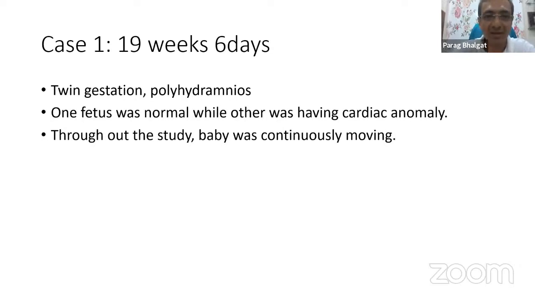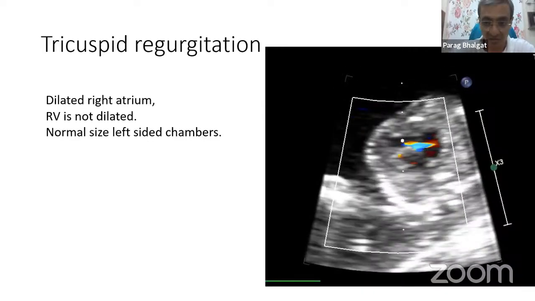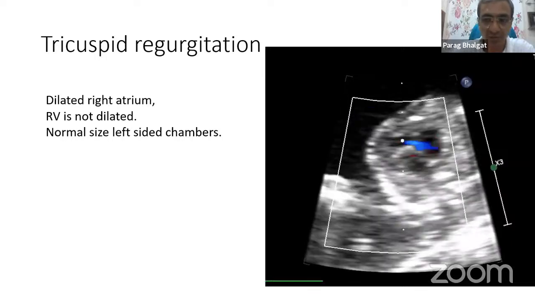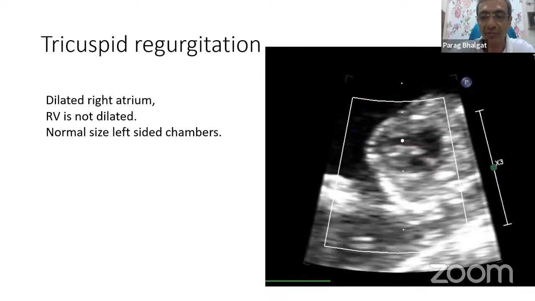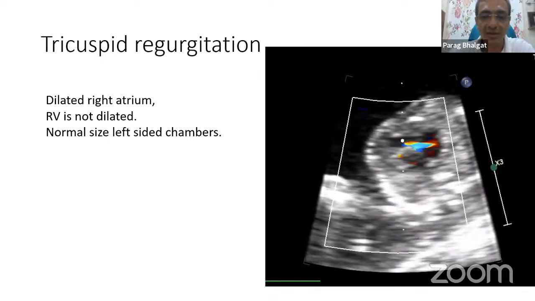So now I'm discussing this case, which was around 19 weeks, 6 days, twin gestation, polyhydramnios, and the baby was continuously moving, so imaging was not very great. Still, whatever best I can see, I'm sharing with you. Now this is a four-chamber view. Most striking feature we can appreciate is a dilated right atrium with severe tricuspid regurgitation.